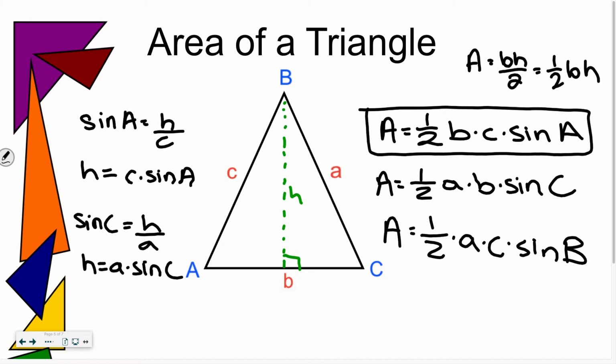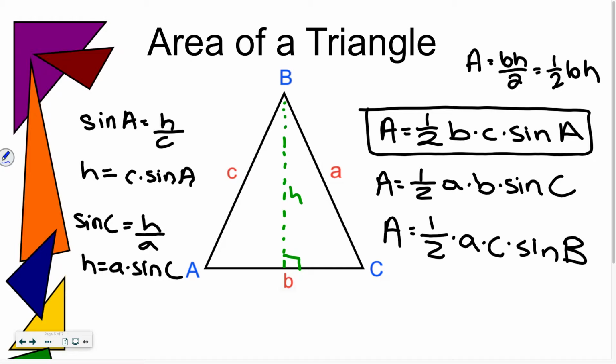We'd have to draw an altitude from angle A or from angle C to get that one. Okay, I'm not going to take the time to do that. These are all three the same formula. They're to use when you don't have this dotted H line in the middle, when you don't know the height of your triangle. And then visually look at what information is given for each of these.